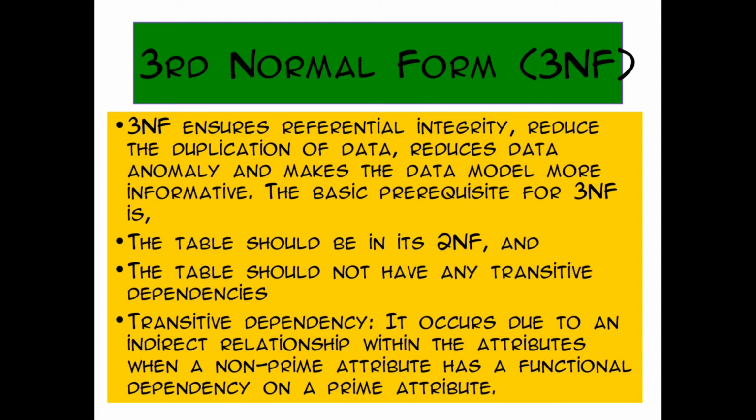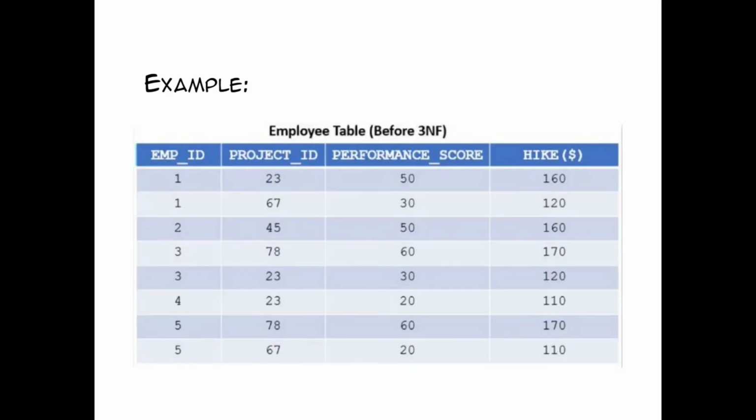Third normal form ensures referential integrity, reduces the duplication of data, reduces data anomaly, and makes the data model more informative. The basic prerequisite for third normal form is that the table should be in its second normal form and the table should not have any transitive dependency. What is a transitive dependency? It occurs due to an indirect relationship within the attributes when a non-prime attribute has a functional dependency on another non-prime attribute. Example before third normal form.